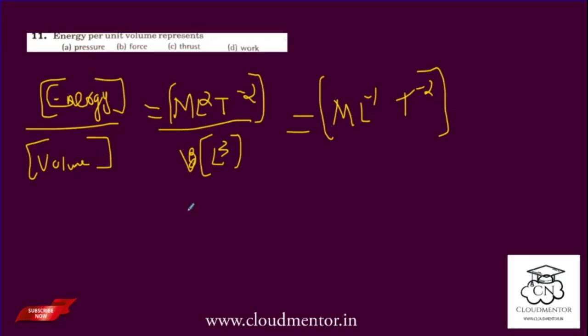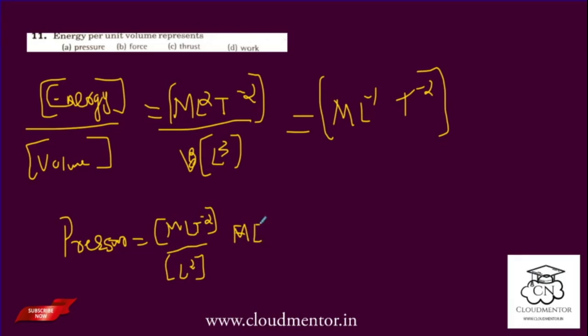Pressure will be equal to force per meter square, that is force is M L T raised to minus 2, divided by meter square, that is L square. So that will be M L raised to minus 1 T raised to minus 2. So energy per unit volume is otherwise called pressure, or it is represented by pressure. Both have the same dimension formula.